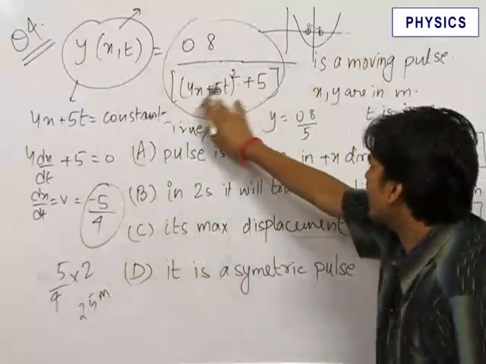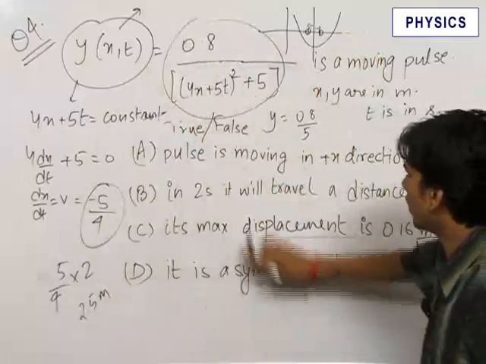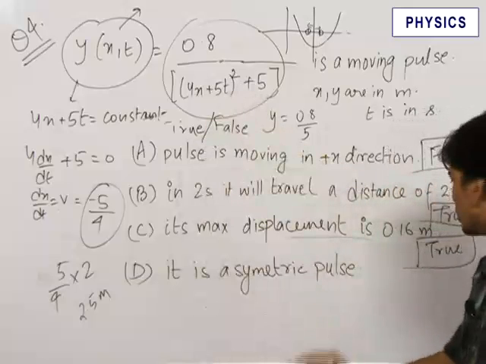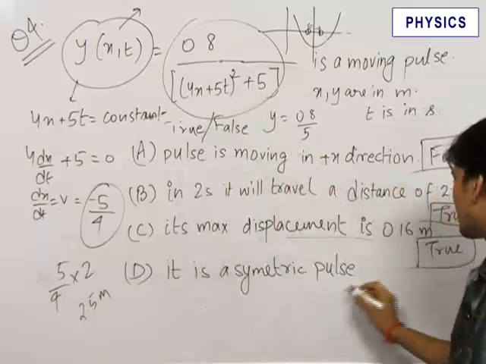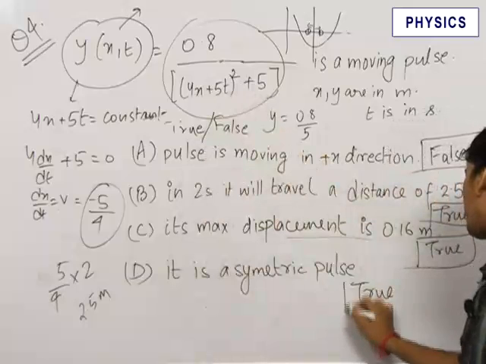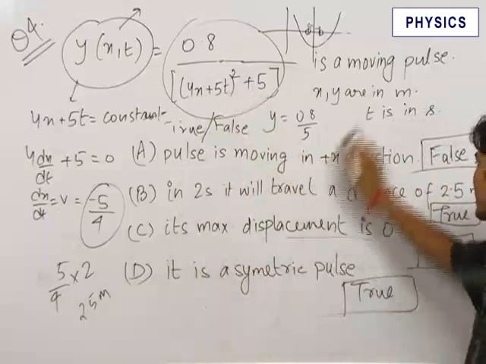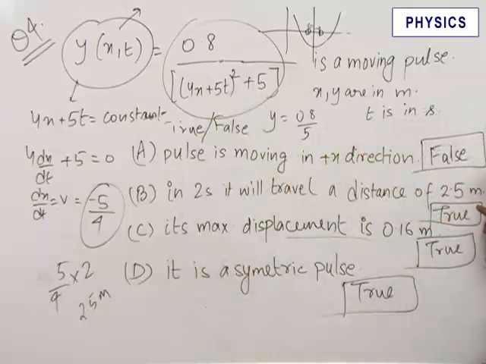Similarly, we can say for any x, this will be symmetric for different time intervals also. So this claim that the pulse is symmetric is also true. So we get the answer for the four parts as false, true, true and true.